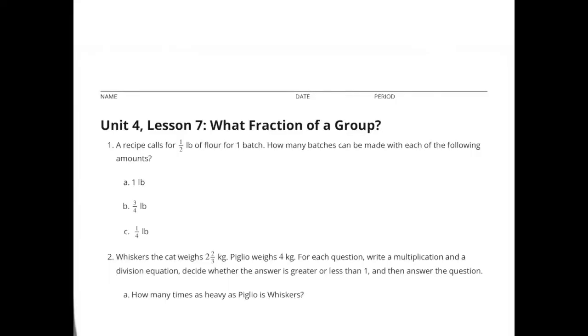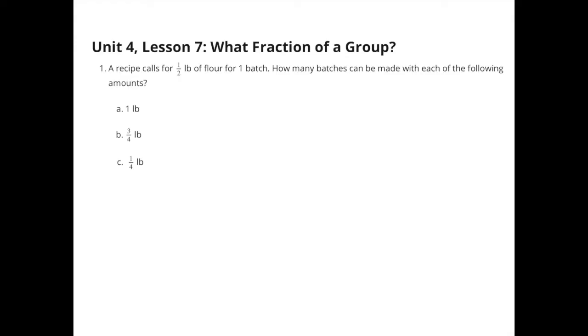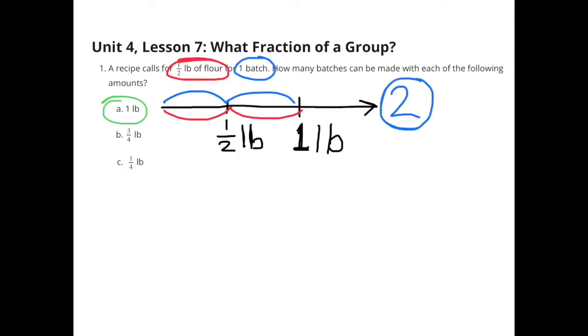Unit 4, Lesson 7. What fraction of a group? Number 1. A recipe calls for 1/2 pound of flour for 1 batch. How many batches can be made with each of the following amounts? A. 1 pound. With 1 pound of flour, you'd be able to make 2 batches.